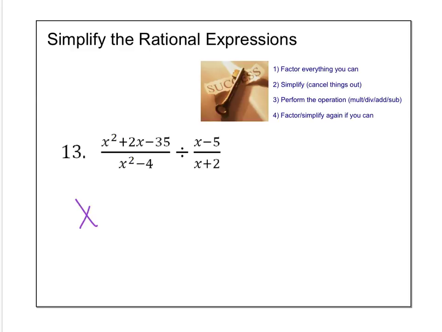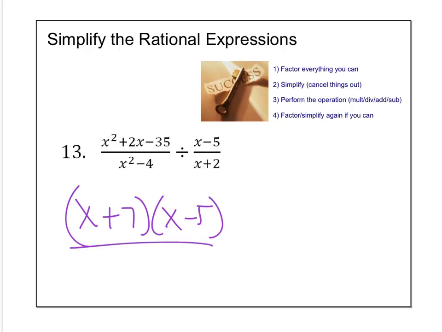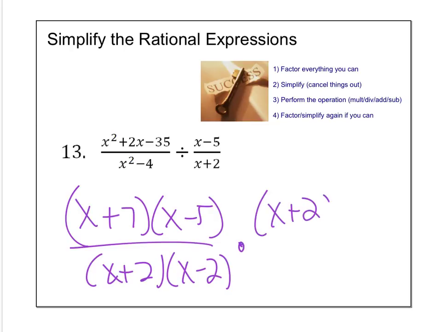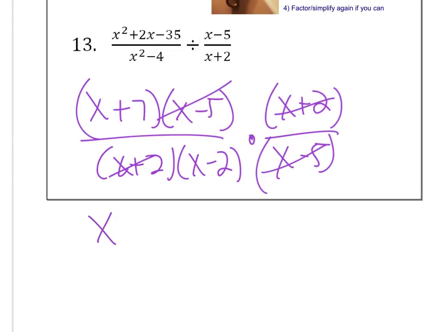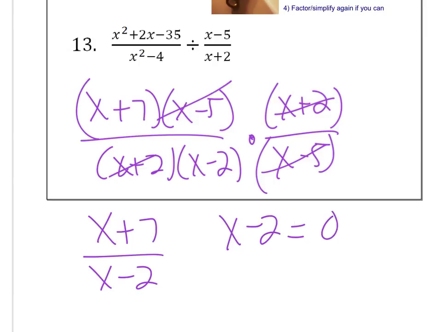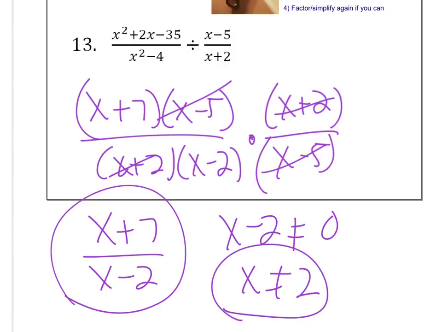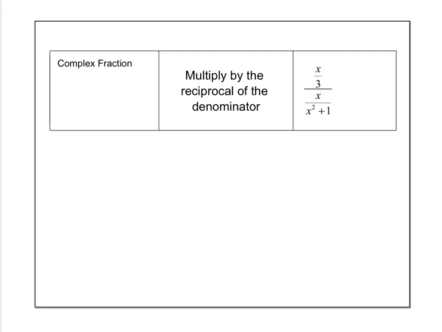So again, x plus 7, x minus 5, x plus 2, x minus 2, that's a difference of 2 squares. Then I move the second part. So start canceling out. Boom, boom, boom, boom. So I'm left with x plus 7 on top, x minus 2 on the bottom. Can't equal 0, so x cannot equal 2. Don't forget your exclusions, otherwise you're wrong.